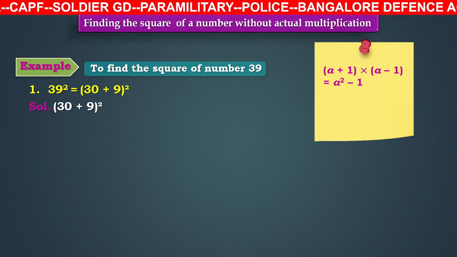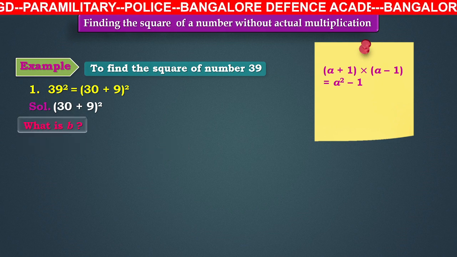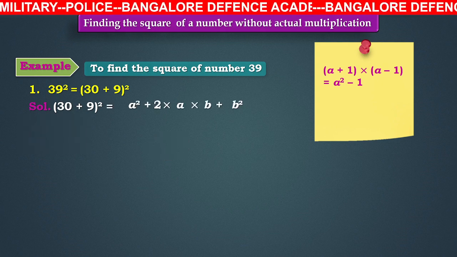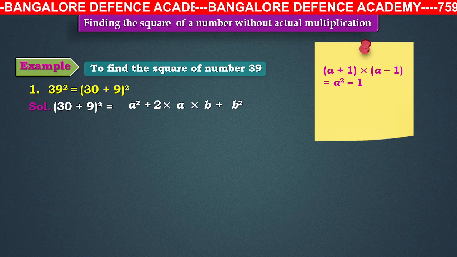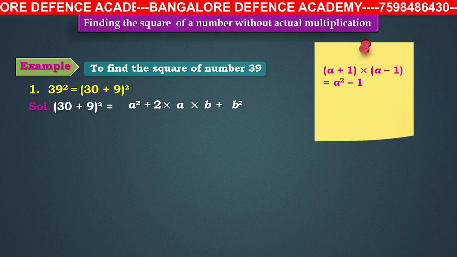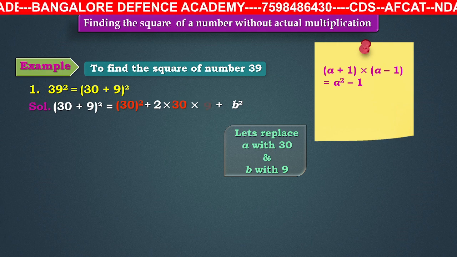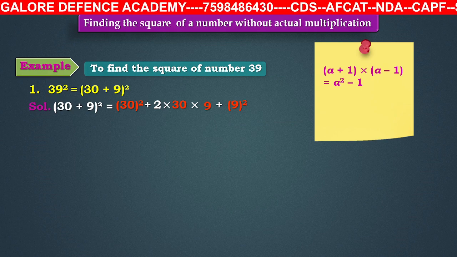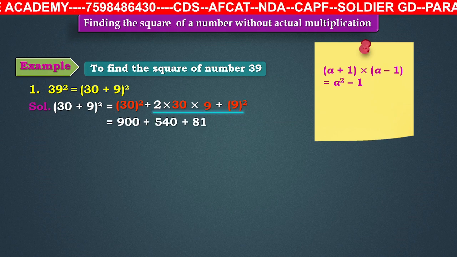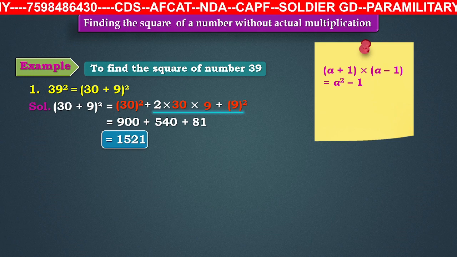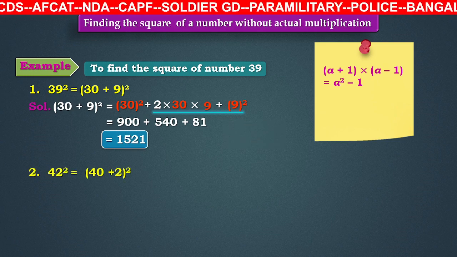So now use the formula. Here a is 30 and b is 9. This is the formula, you can take it down in your notebook: a square plus 2ab plus b square. So what I am going to do is multiply 30 square, 2 into 30 into 9, plus 9 square. So this becomes 900. If I solve this, I get 540 plus 81. So the answer is 1521.